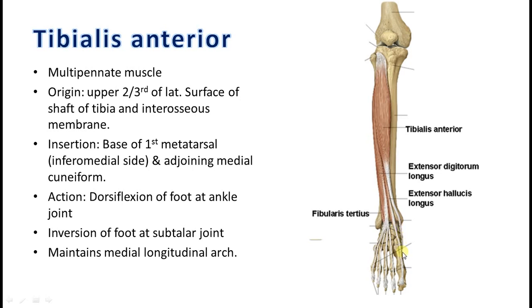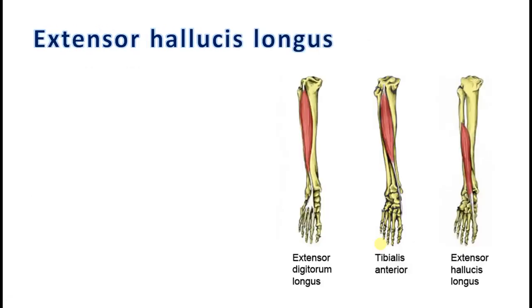Inversion takes place at the subtalar joint. Subtalar means below the talus. So below the ankle joint, at the subtalar joint, it takes place, or the mid-tarsal joint: subtalar and mid-tarsal joint. So mainly it is an inverter of the foot, dorsiflexor of the ankle joint, and maintains the medial longitudinal arch. That is the action of the tibialis anterior muscle.